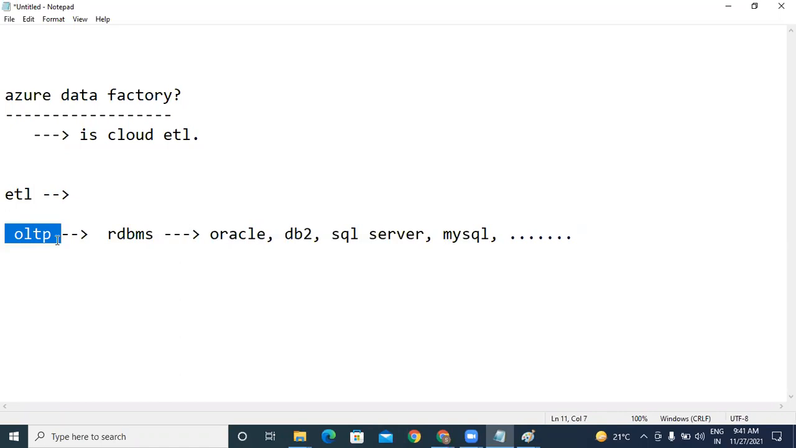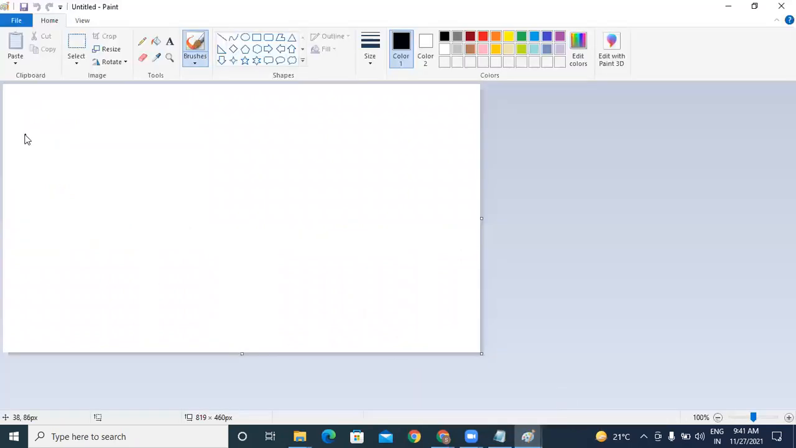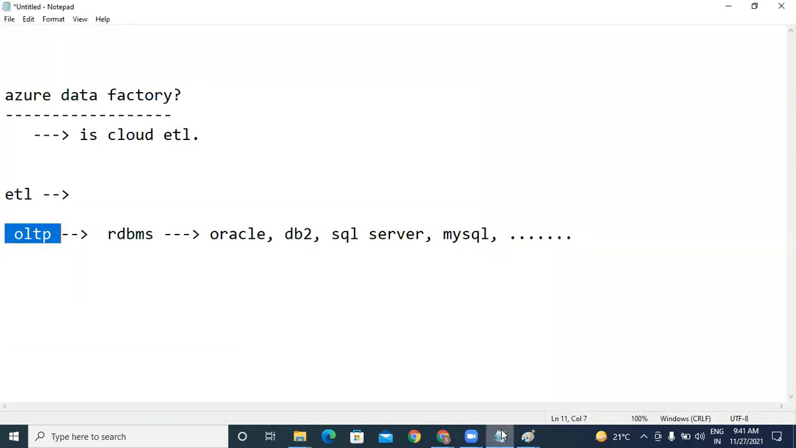Got it? But a typical organization, if you take one enterprise, is using multiple OLTP systems, not a single one. Here I have a question. Why do they have to use multiple OLTP systems? I'm going to unmute you, sir. Please respond, someone, and please attend my question here.